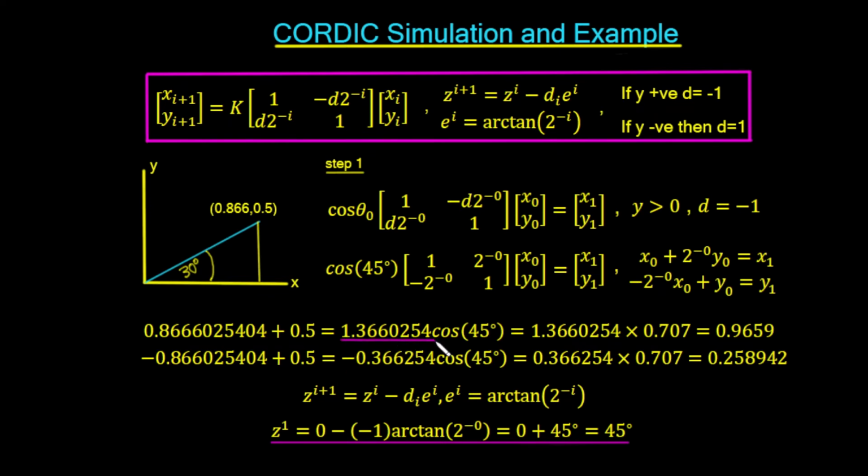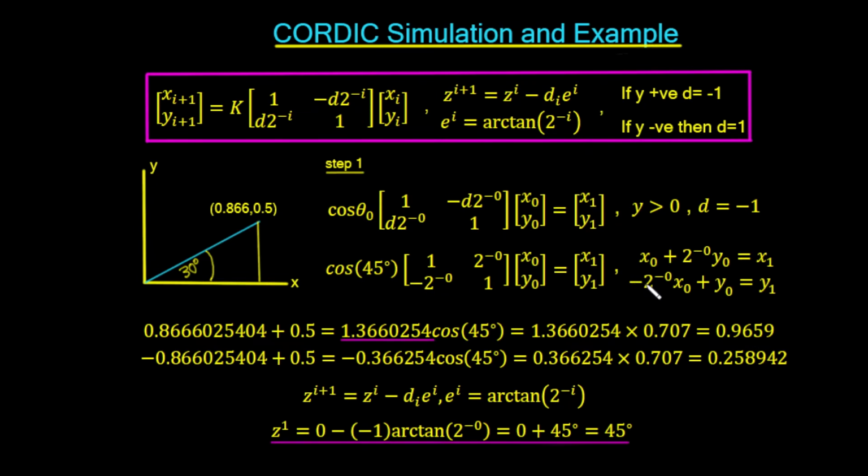So we're going to have this number here, and then we're going to multiply this by our cos of 45. Okay, cos of 45 is 0.707, so we multiply this by 0.707 and we get this number here. So if we were doing a normal rotation, the value for our x would be this value here for our rotated point.